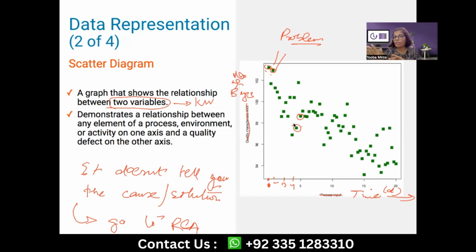It's done via some other analysis technique, maybe trend analysis, maybe root cause analysis, maybe some other kind of diagramming mechanism. But this is only a representation. After applying that, if that worked out, the scatter diagram is going to represent it. If it didn't work out, the scatter diagram is also going to represent the same.